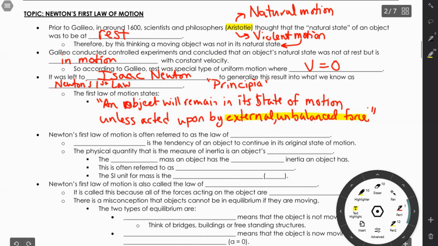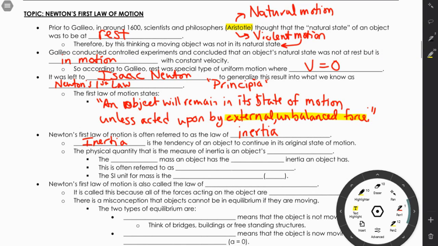Remember, a couple of videos ago we talked about how, if an object is a system, for it to change its motion, something has to come from the outside. Now, Newton's first law has two sub-names. The first one is inertia. The first law is often referred to as the law of inertia, where inertia is defined as the tendency of an object to continue in its original state of motion.